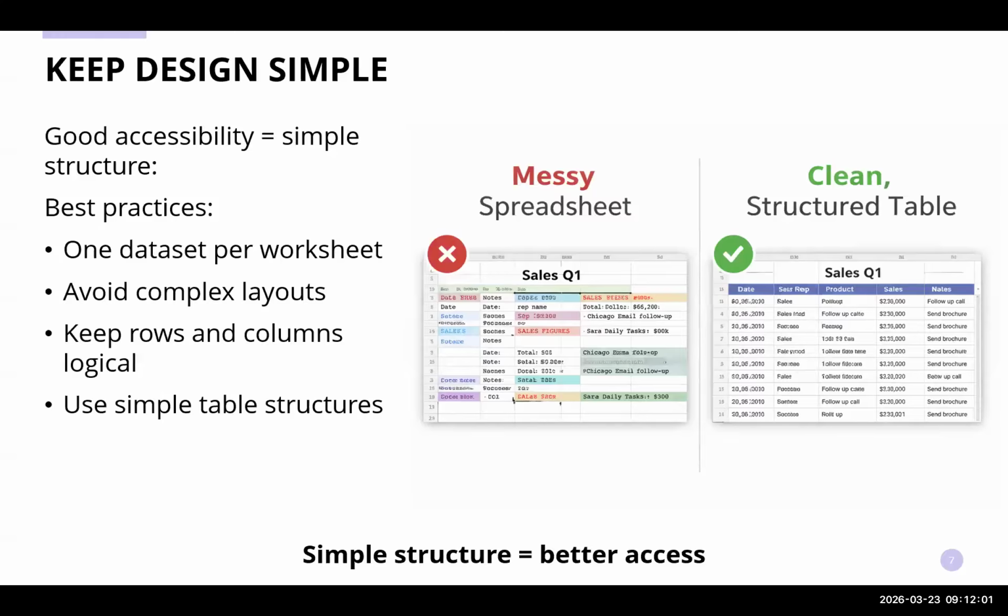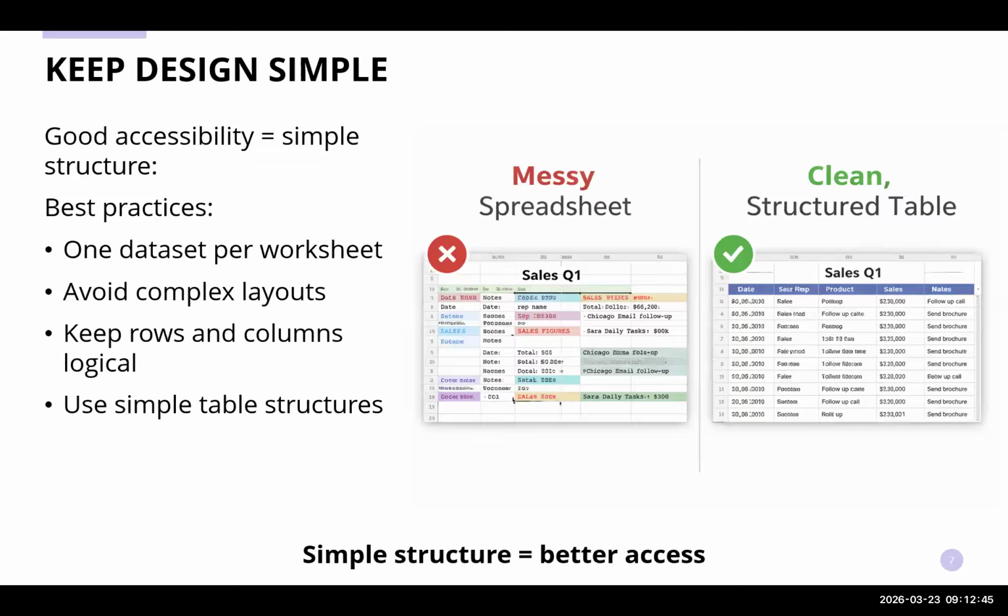Now, let us talk about something that makes a huge difference but is often overlooked. That is keeping your design simple. When it comes to accessibility, simple is not basic. Simple is powerful. A clean and straightforward structure makes it much easier for everyone to understand and navigate your spreadsheet, especially for someone using assistive technology. So, a good rule to follow is one data set per worksheet. Try not to mix multiple unrelated tables or sections in the same sheet because that can quickly become very confusing and frustrating for people who rely on assistive technology.